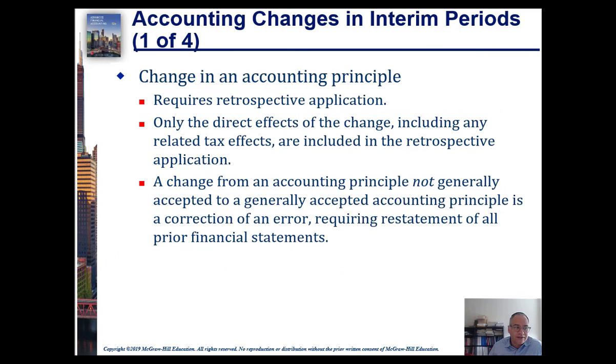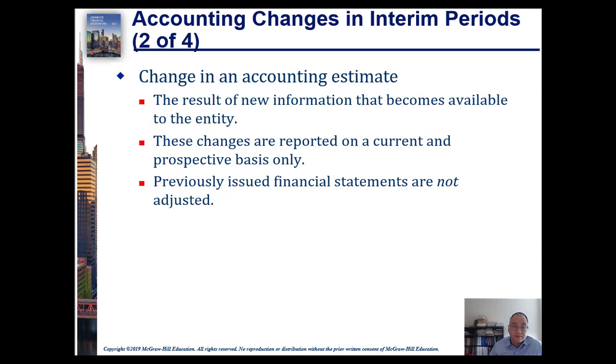That's ASC 450. Accounting changes require retrospective application. In other words, what you need to do is you need to go back to the beginning of the period. And these would be the direct effects of the changes, including the tax effects. You'd focus on the balance sheet, get the balance sheet numbers right, and then all of the income statement effects are recorded as the change in accounting principle at the bottom of the income statement. A change from an accounting principle not generally accepted to generally accepted is considered to be a correction of an error. It requires restatement of everything, including all interim periods.